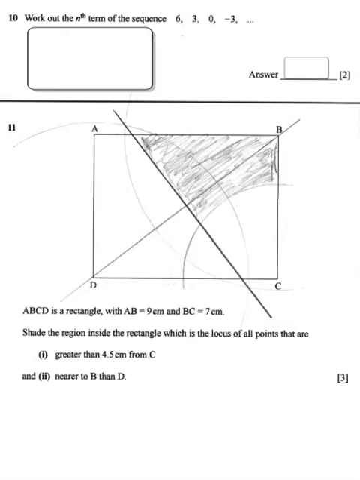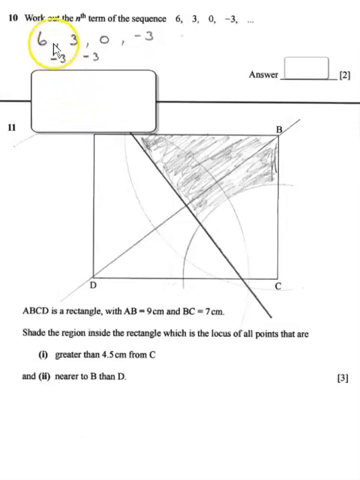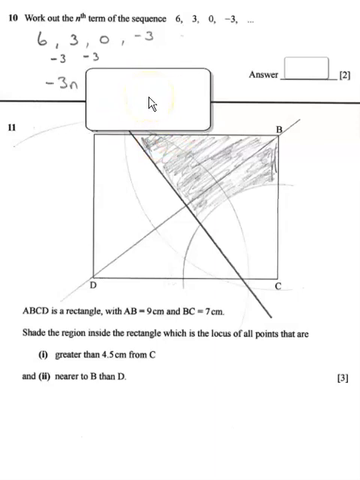So question 10, it says work out the nth term of the sequence. So if we look at it here, I've written it down first, and then I've found out that all it is is take away 3 on each one. So 6 take away 3 is 3, 3 take away 3 is 0. So first of all, we put down minus 3n. And then we look at the previous number to that, so that would be 9.